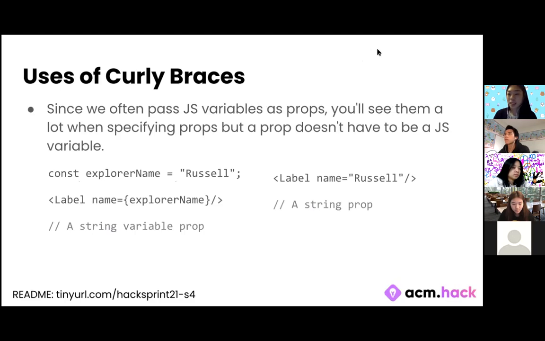So I did notice one person answered to specify props in a component. This is pretty common actually, because you'll usually pass in a prop as a variable. So for example, here on the left, I have the JavaScript variable explorer name, and I put it in these curly braces because it's a variable and I pass it in as a prop. But this is actually not necessary. A prop can also be a string, such as the example on the right.